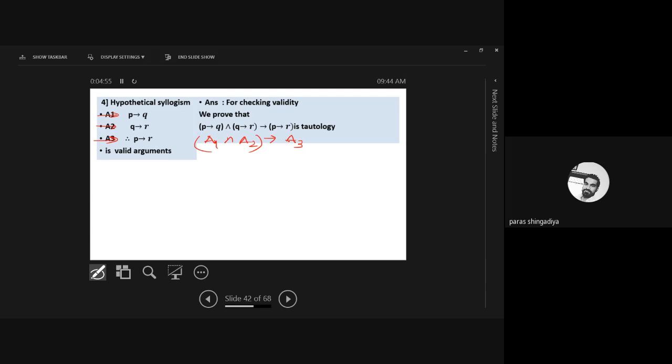So P conditional Q and Q conditionally R, bracket over, conditionally to the P to R. Okay, that you have to check is a tautology or not. Clear?